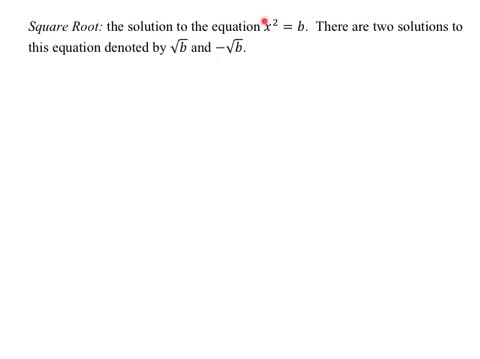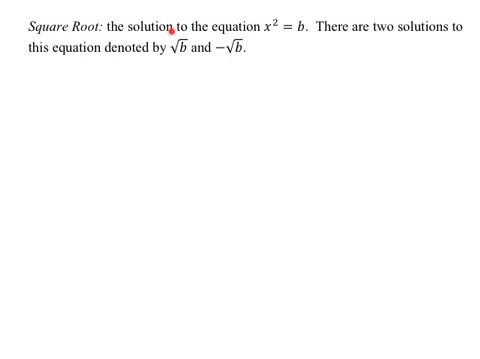What we'll notice is that if we want to solve this equation, there are going to be two solutions: either radical b or negative radical b. There have to be two answers because this is x squared. This is called the principal square root. Again, the positive root is called the principal square root.